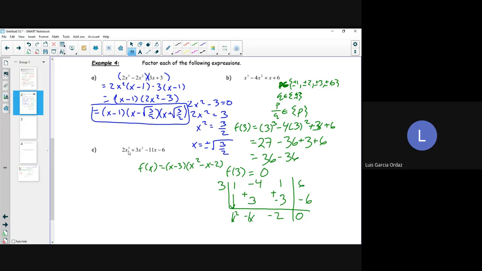So how can we factor that last trinomial, x squared minus x minus 2? Sum and product, okay? What gives us a product of negative 2 and the sum of negative 1? Negative 2 and 1. So we get x minus 3 times x minus 2 times x plus 1. So that would be our polynomial expression in factored form.